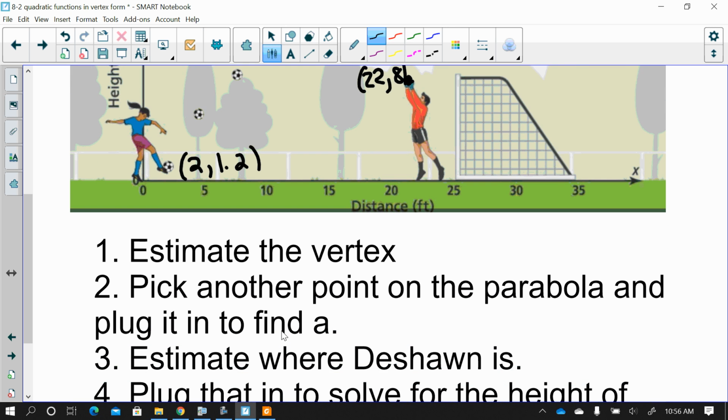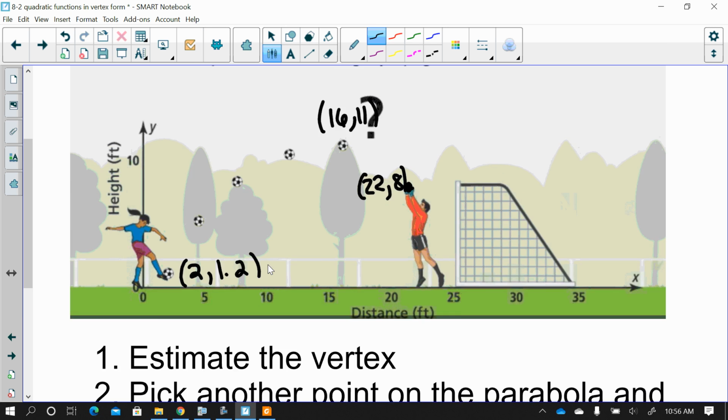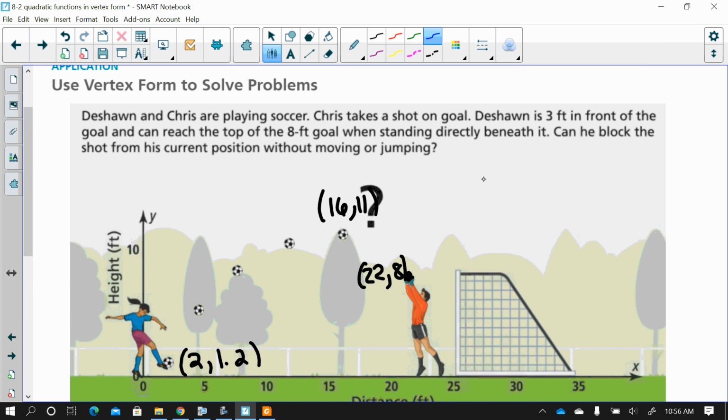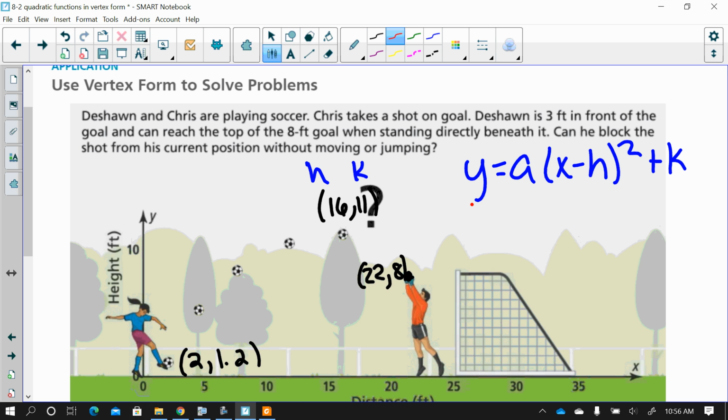So the first thing we need to do is write this into vertex form and then use this other point to just figure out what A is. Okay, so vertex form, remember, y equals A, that's x minus h squared plus k. Well, here's h and here's k. So y equals, I don't know A yet, so x minus 16 squared plus 11.